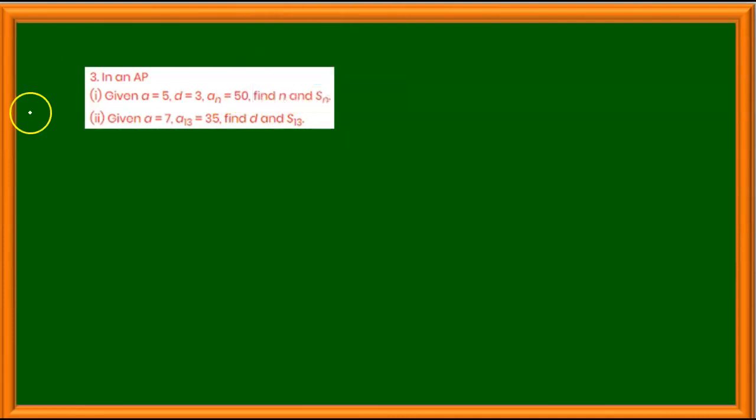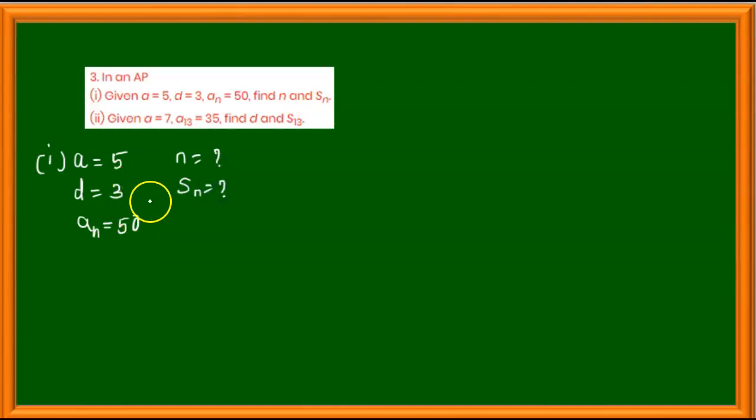So first of all, we can write what are given. The first question I am taking here. a is given 5, d is given 3, an is given 50, and you are asked to find out n and Sn. Right? So an is given, so we can use the formula n by 2 into a plus an. But for that we need n. So how can we find it? Using this formula, a is given, d is given, an is also given. Asked to find out n first.